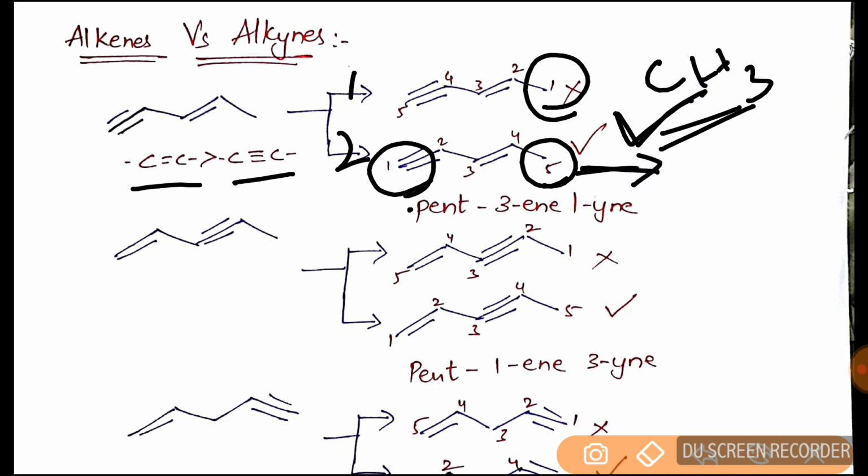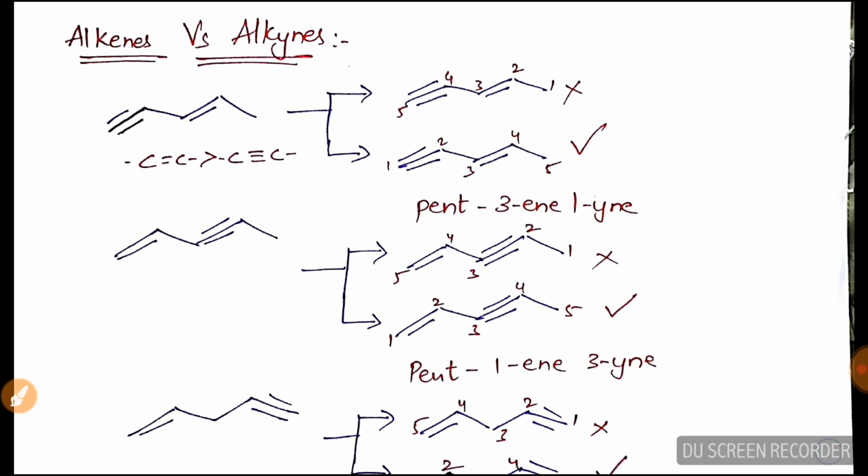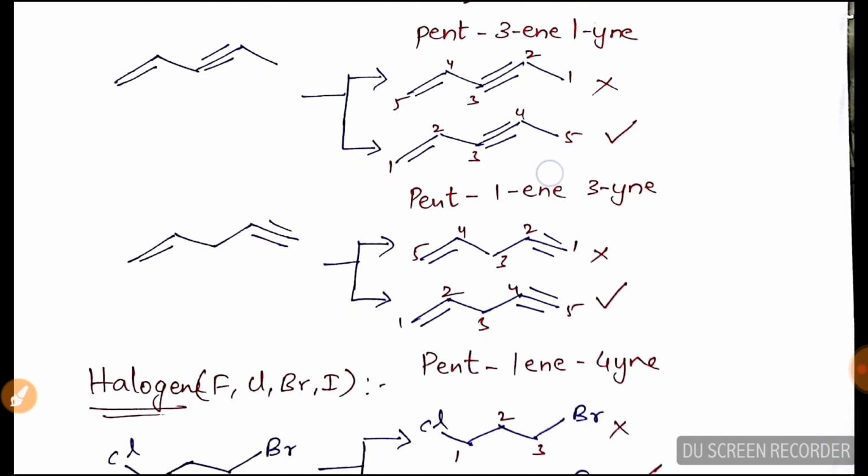Okay, and the IUPAC nomenclature is given as below. As the number of carbons is 5, so pent, at third position there is ene, so pent-3-en-1-yne. Okay, coming to the next example.